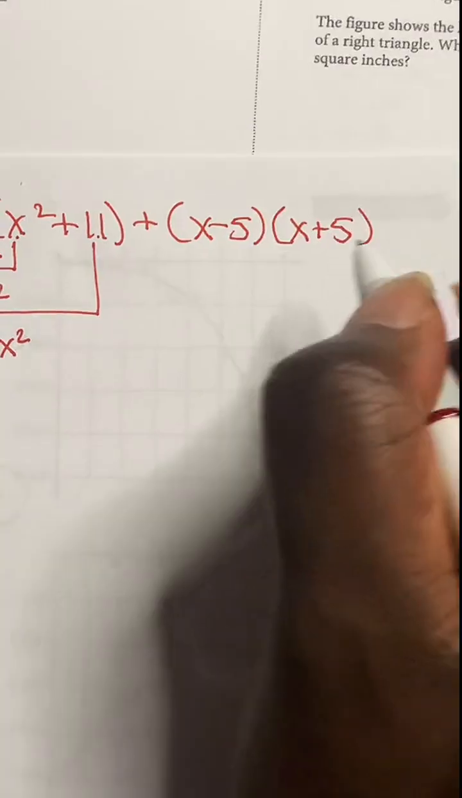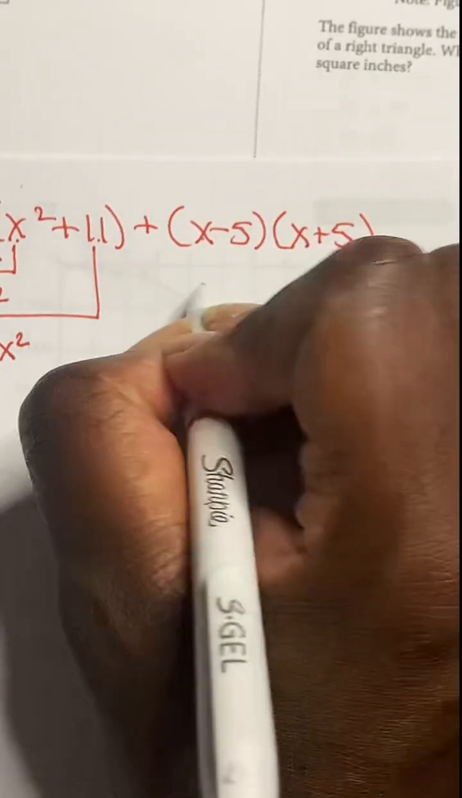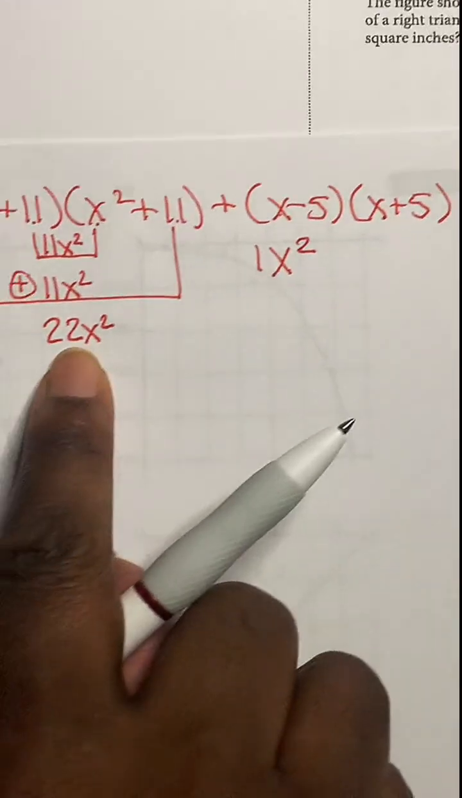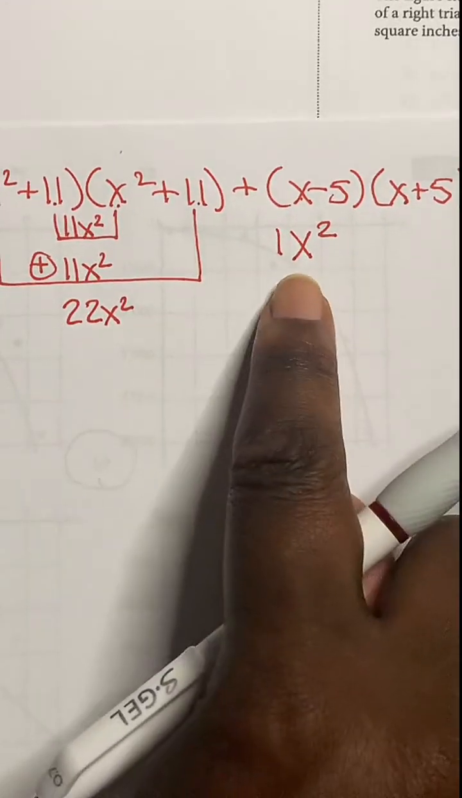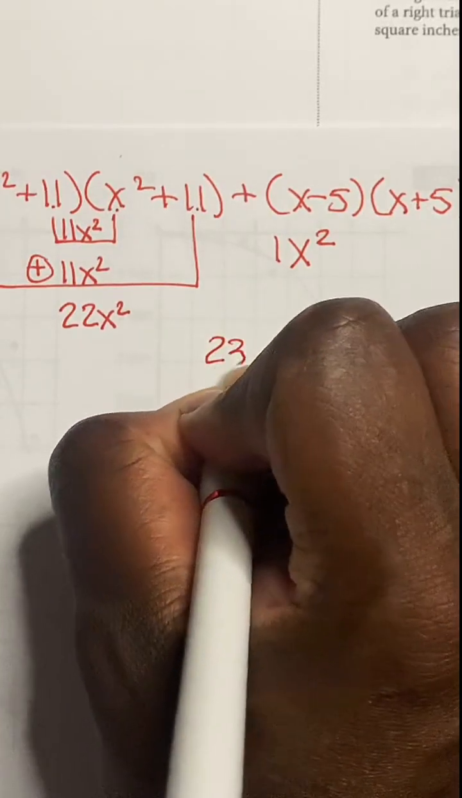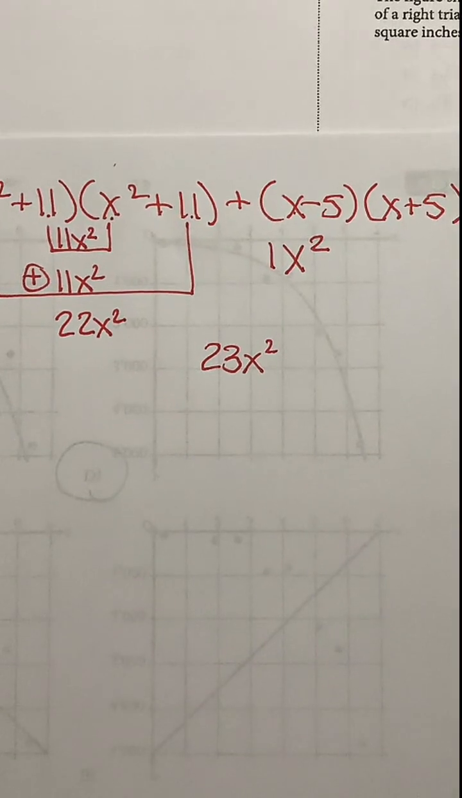Okay, so when I distribute the x's, I'm going to get 1x squared. So I'm going to take this 22x squared and I'm going to add it to that 1x squared. That's where my 23x squared comes from. So that's where it will be.